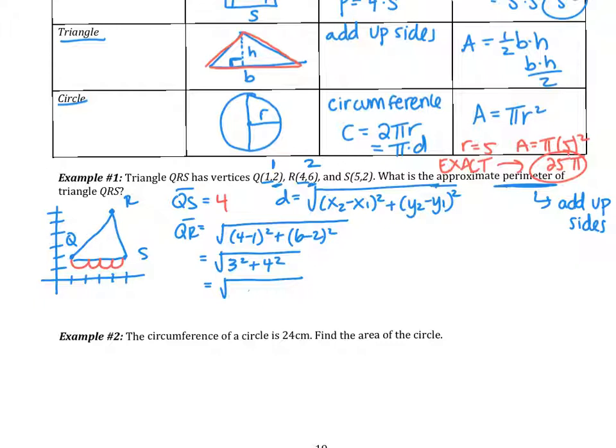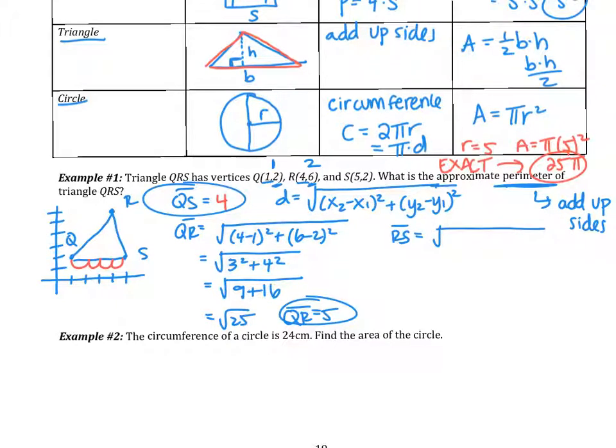So this is 6, not 16, sorry. That 3 squared is going to be 9. That 4 squared is 16. I was getting ahead of myself. So this is the square root of 25. That tells us that QR has a length of 5. Okay, so far we have 2 of the sides. We're also going to need to find side RS.